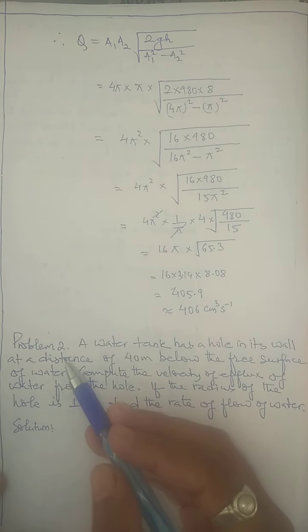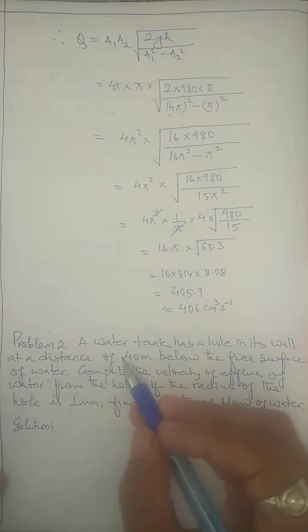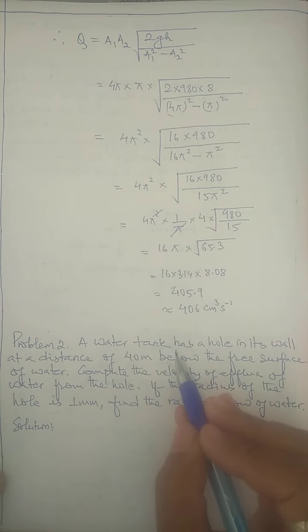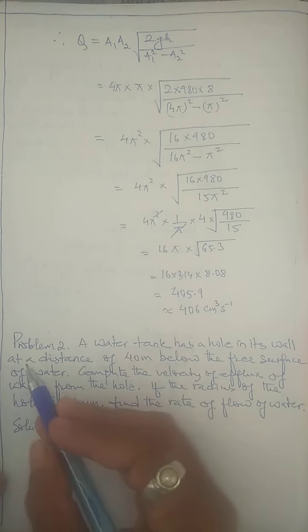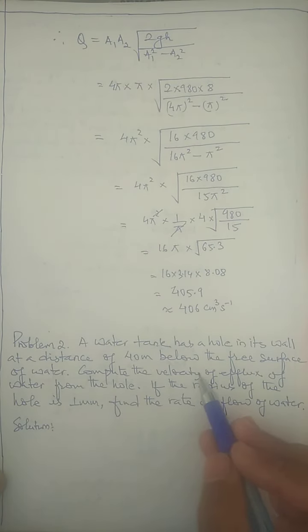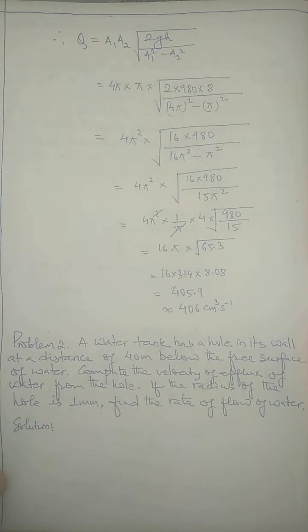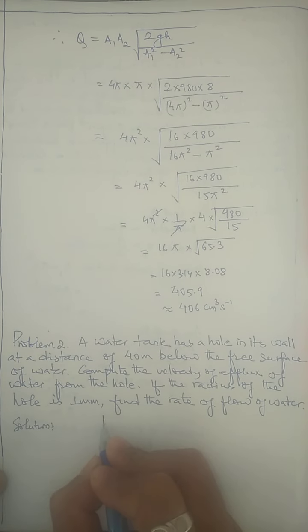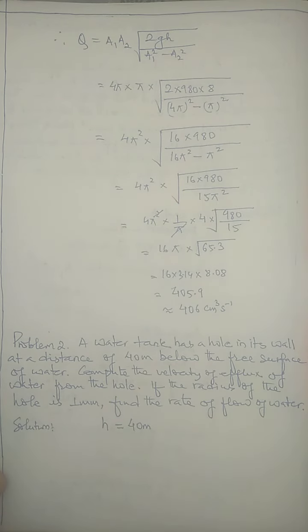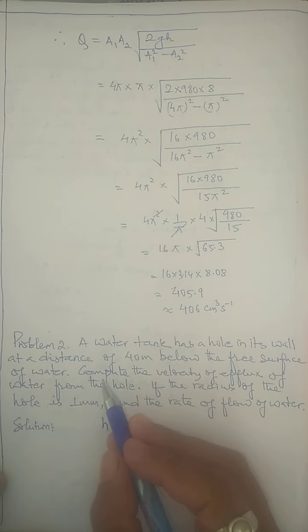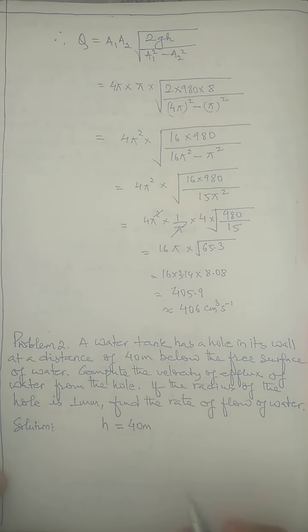Now problem number 2 says that a water tank has a hole in its wall. There is a small hole in the water tank, and that hole is at a distance of 40 meters below the free surface. So the depth from the free surface to the hole is 40 meters. I write that distance as h. h is the depth of the hole from the free surface, that is 40 meters. Now the question says to compute the velocity of efflux of water.